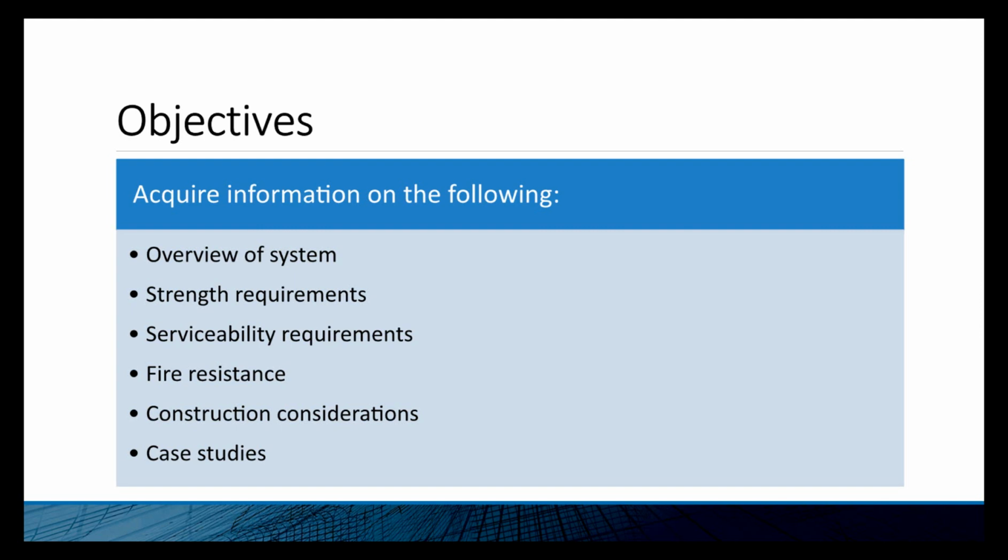And then once we have that basic understanding of what the system is and how it actually gets put together, we're going to go into what are the strength requirements for flexure, for shear. What are the serviceability requirements? So with all of this information, you can then design this type of slab system in detail very easily. We'll talk about a very important aspect, fire resistance, and some construction considerations to keep in mind.